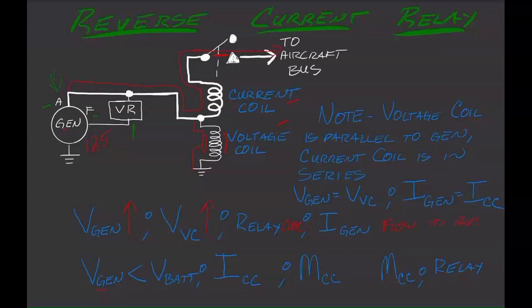Now, when I get the situation of the generator voltage becoming less than the battery, the current through this coil right here, the current coil, decreases. The magnetism will decrease. When the magnetism decreases, my relay will open back up. So it's pretty simple how that works.